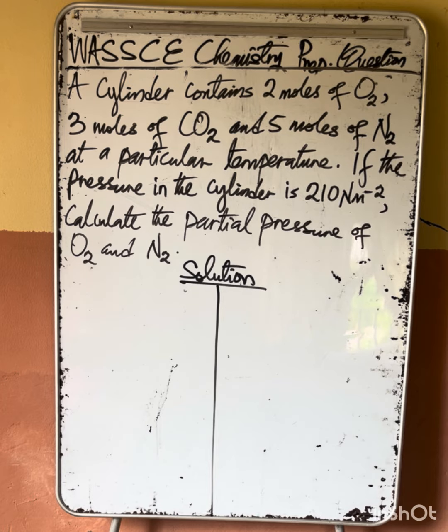So what do we do first? We would first and foremost get the mole fraction of both oxygen and nitrogen. From there, we'll proceed to getting the partial pressure of each of the gases. To get the mole fraction of each of them, first we must get the total number of moles of the gaseous mixture. Then from there, we'll proceed to getting the mole fraction. So let's go.